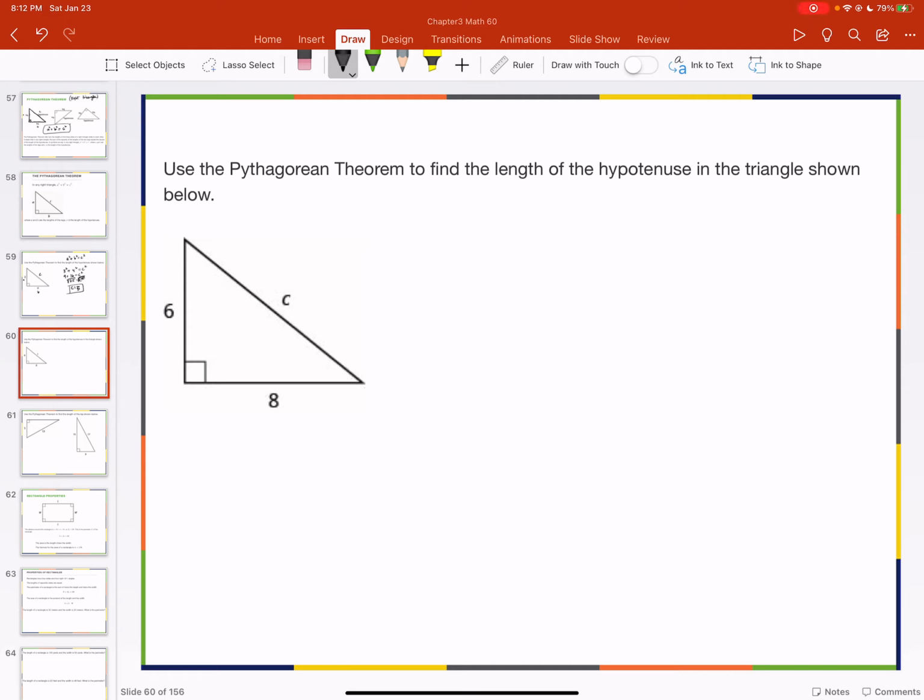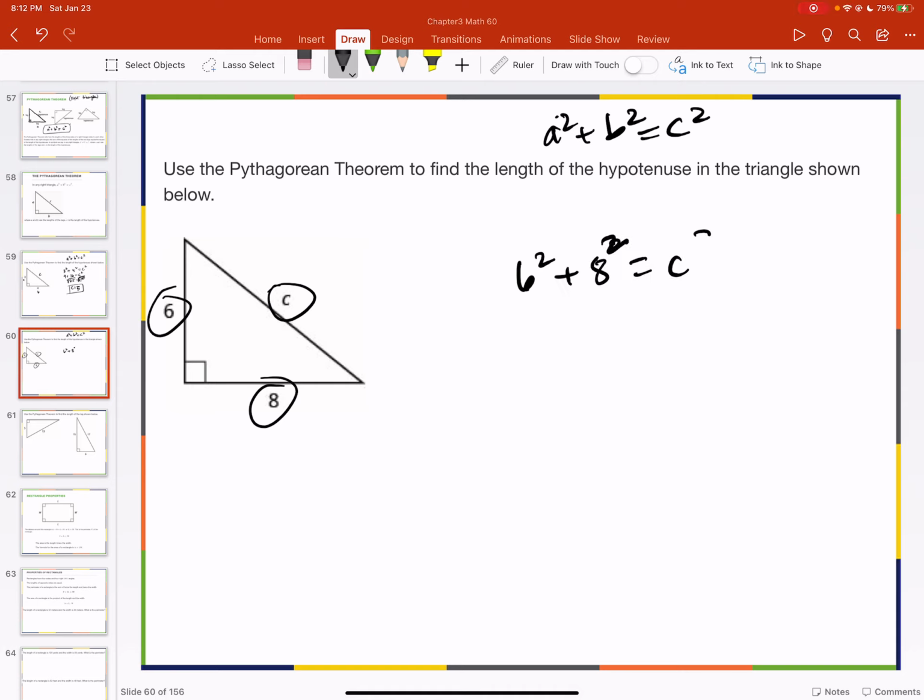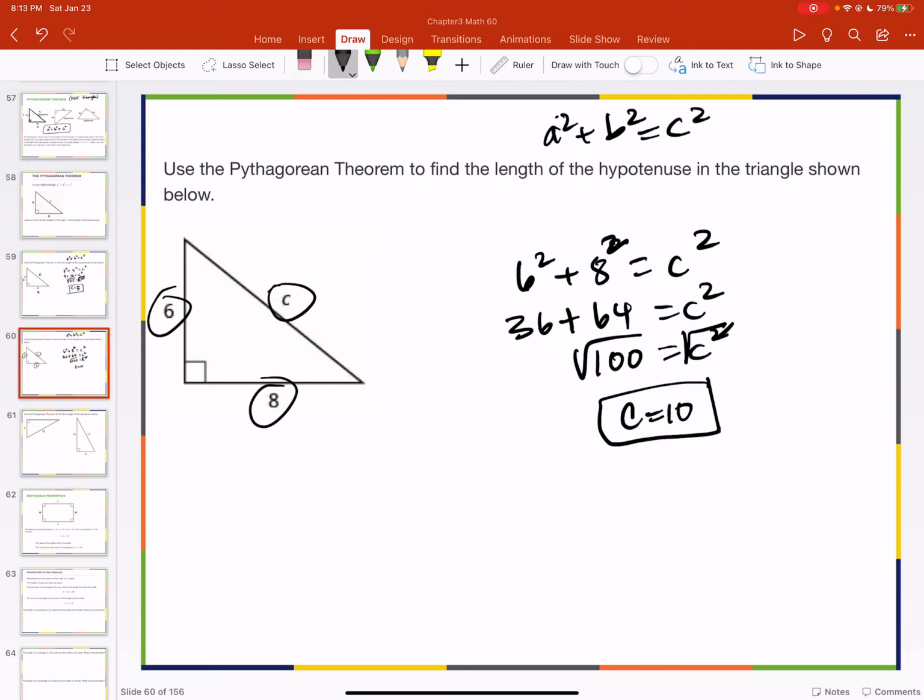Let's do another one. So a squared plus b squared is equal to c squared. You have here your legs, and then this is the hypotenuse. 6 squared plus 8 squared is equal to c squared. We have 36 plus 64 is equal to c squared. 100 is equal to c squared. Take the square root of both sides. We have c is equal to 10. Okay.